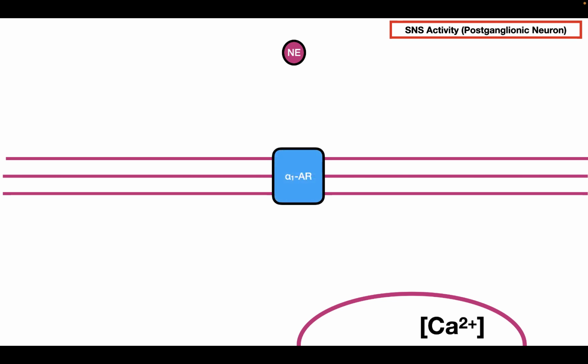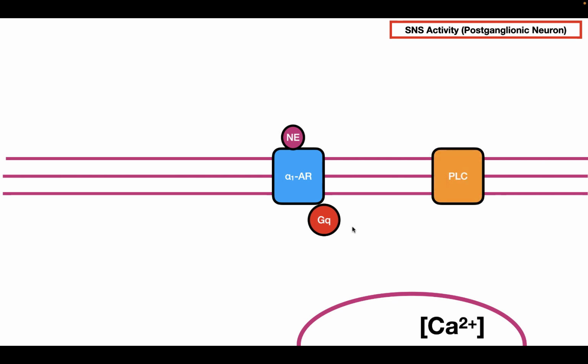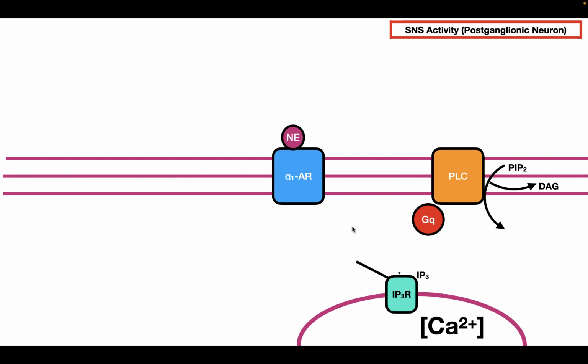The alpha-1 adrenergic receptors are Gq-coupled protein receptors. So when norepinephrine binds to it, this will activate the Gq protein, which will allow it to activate phospholipase C. Phospholipase C converts PIP2 into IP3 and diacylglycerol, and then IP3 will move through the cytosol and interact with the IP3 receptors on the sarcoplasmic reticulum. The IP3 receptors open, allowing calcium to flow from the sarcoplasmic reticulum into the cytosol, and then the calcium increase will facilitate vasoconstriction. So that's how norepinephrine does its signaling.